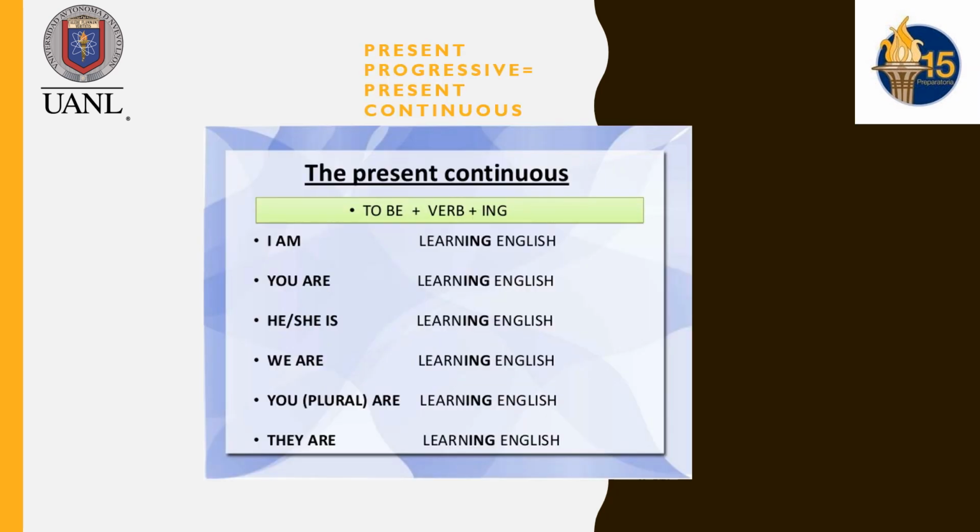So now we have the topic that is called present continuous or present progressive, that is the same, in which the main instruction is going to be the verb to be plus the main verb in ing form. So also you have the rule, right? I am, you are, he, she is, we are, you as a plural are, they are learning English, right? So you have the subject, the verb to be, plus the main verb in ing form with the complement.